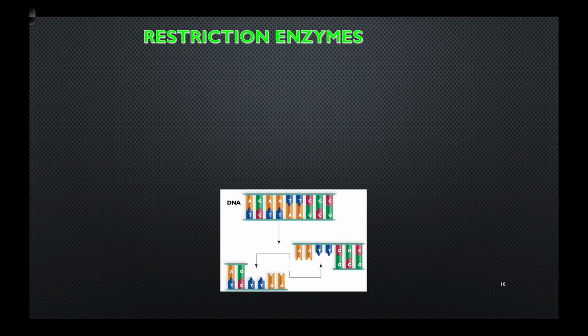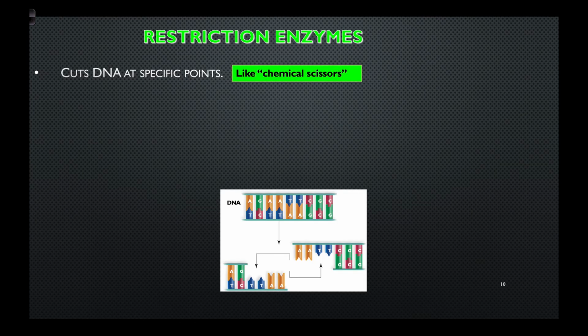Let's bring to the forefront the idea of these restriction enzymes and their job. It's going to be really important because ultimately it's because of them that we're going to be able to analyze DNA from one person to another or one person to a crime scene and see the differences that exist there. So ultimately, the job of a restriction enzyme is like chemical scissors. It's going to be cutting DNA at very specific places.